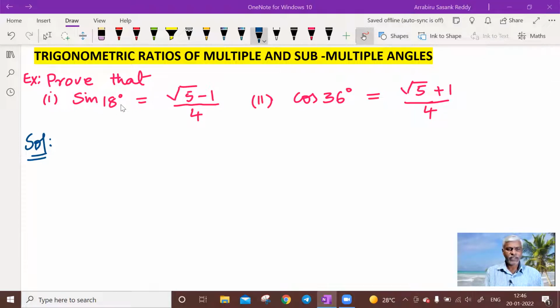Prove that sine 18 is equal to root 5 minus 1 by 4. Cos 36 is equal to root 5 plus 1 by 4. First bit, sine 18. Sine 18 is equal to root 5 minus 1 by 4.